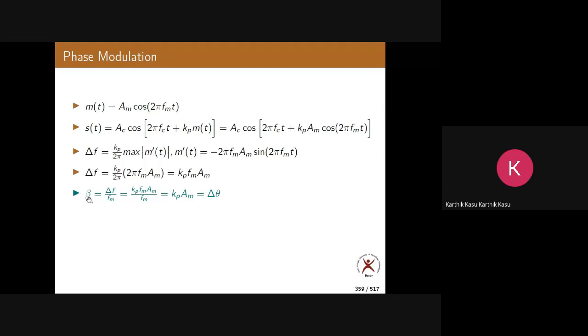Phase modulation. Okay. Now how is it defined? Please remember beta equal to delta f by fm. That is very, very important. Beta is defined as delta f by fm.